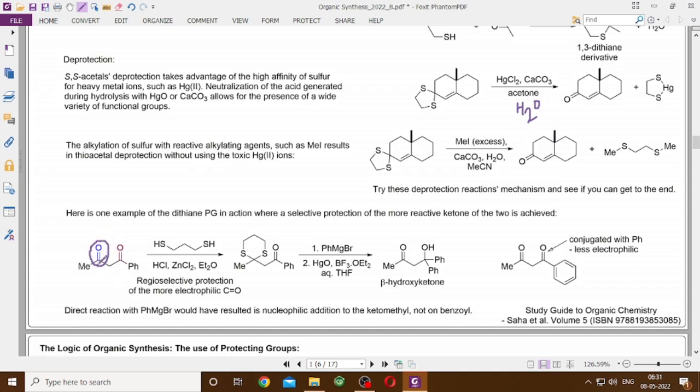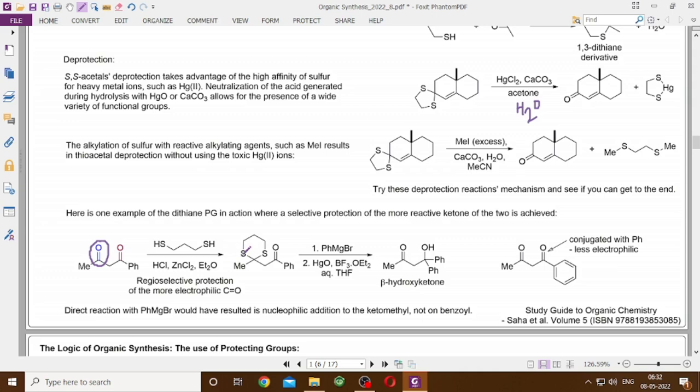The keto methyl ketone is very much more reactive compared to the keto group of the benzoyl, because the benzoyl carbonyl is conjugated with the phenyl ring, and as a result, when you add any nucleophile, it is the keto methyl carbonyl which undergoes the nucleophilic addition. So you have phenyl magnesium bromide reacting preferentially with the keto methyl. What to do? Protect it.